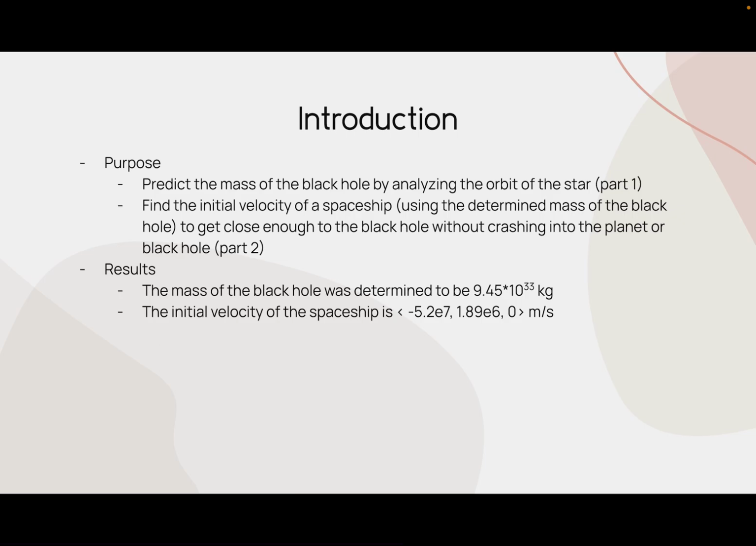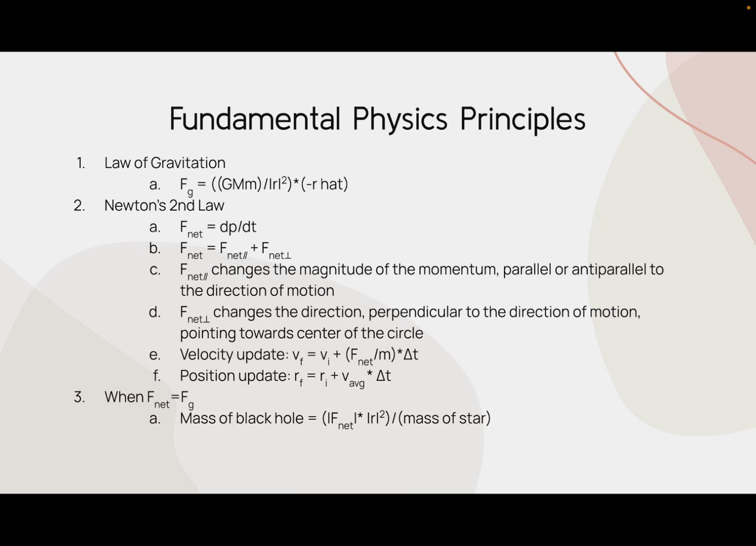The result was that the mass of the black hole was determined to be 9.45 times 10 to the 33 kilograms, and the initial velocity of the spaceship was negative 5.2 times 10 to the 7 in the x direction, 1.89 times 10 to the 6 in the y direction, and 0 in the z direction.